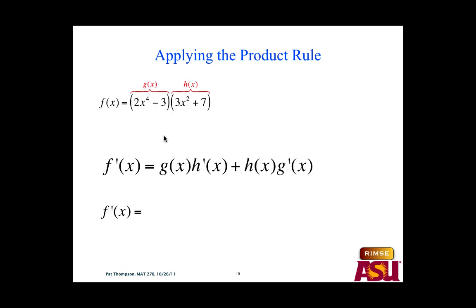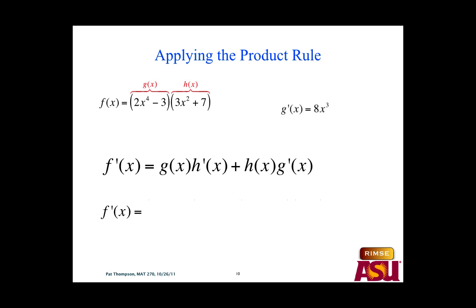And I take that derivative of g of x times the original h of x, or whatever you want to call these two pieces, plus the other way around. I need the derivative of h of x, the second factor, which again has a constant piece. That 7 doesn't contribute to this factor's own derivative. The derivative of this part is 6x to the first power. So I'd do 6x times this first factor.